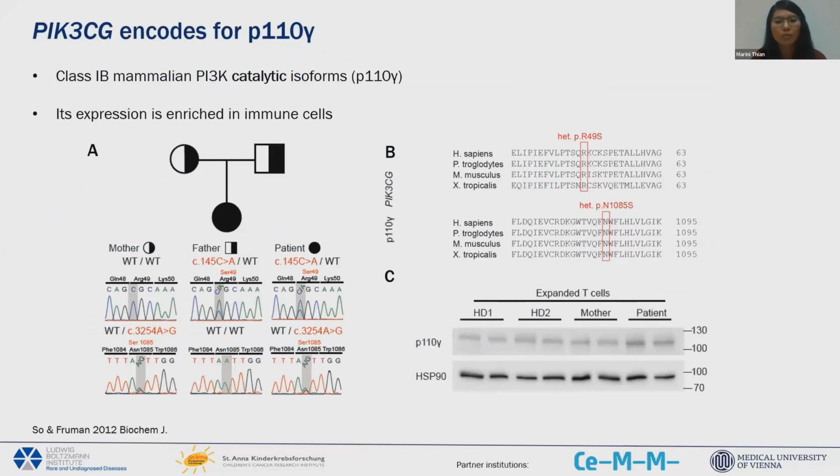Using whole exome sequencing, we found no rare homozygous variants in this patient. However, we identified compound heterozygous variants in PIK3CG, encoding for P110 gamma. This is the catalytic subunit of the PI3K gamma complex, whose expression is highly enriched in immune cells. In figure B, you can see that the amino acids affected are evolutionarily conserved among species. However, the mutant protein is expressed in patient-derived T cells.